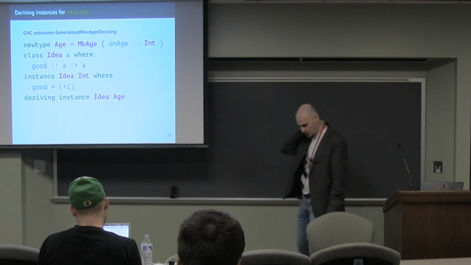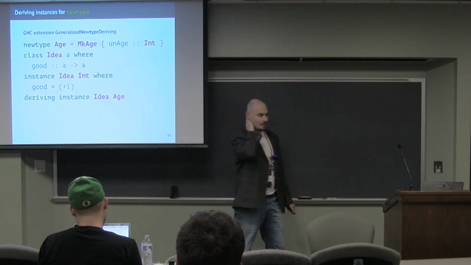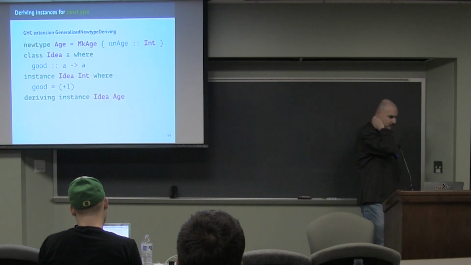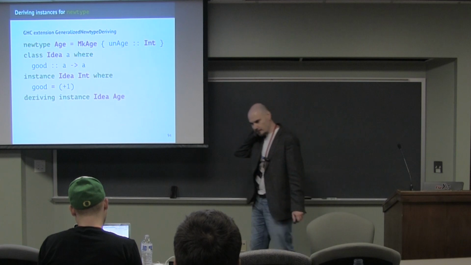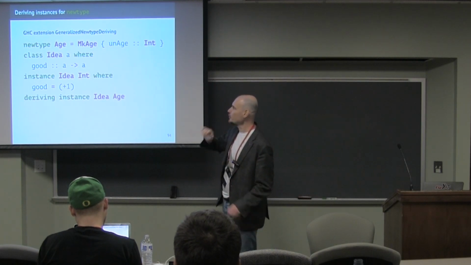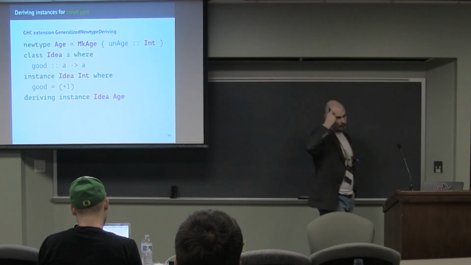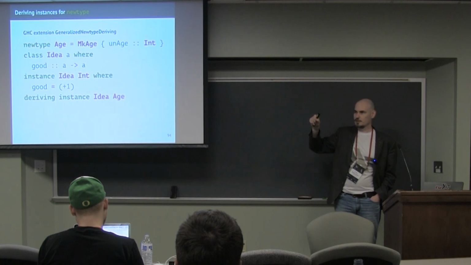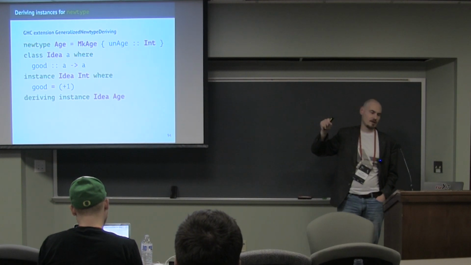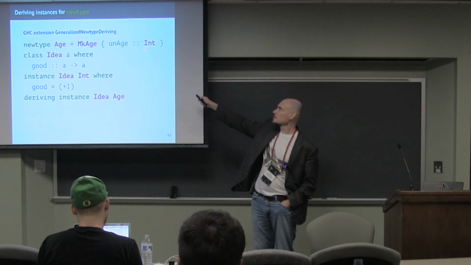So let's see this problem. There is a very good extension, a very useful extension, generalized newtype deriving, which allows you to skip writing boilerplate code. And this is a very, very good thing. For example, you have a newtype. As usual, newtypes are used when you want to hide internal representation, but you don't want to be less performant when you actually evaluate this code.